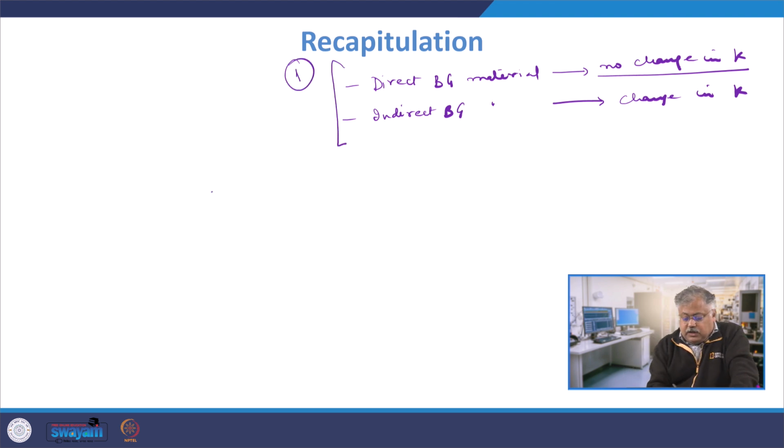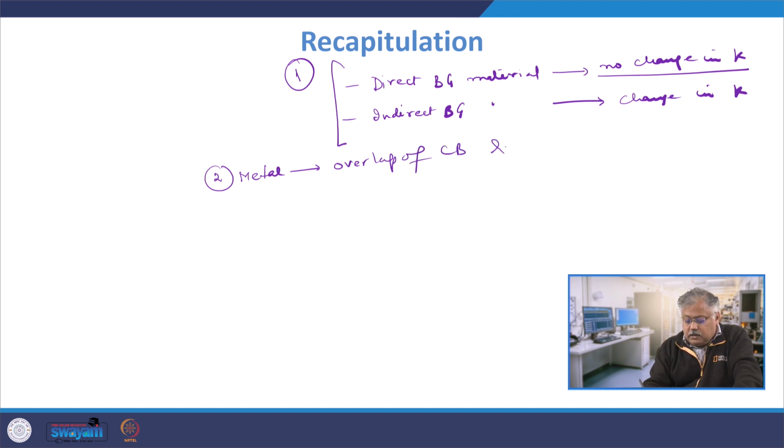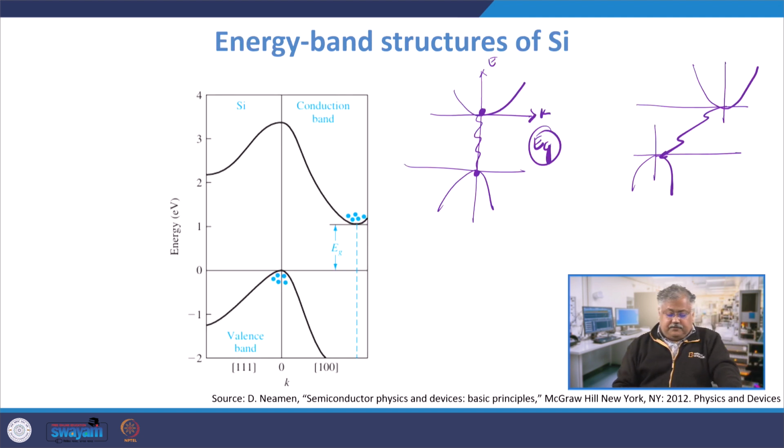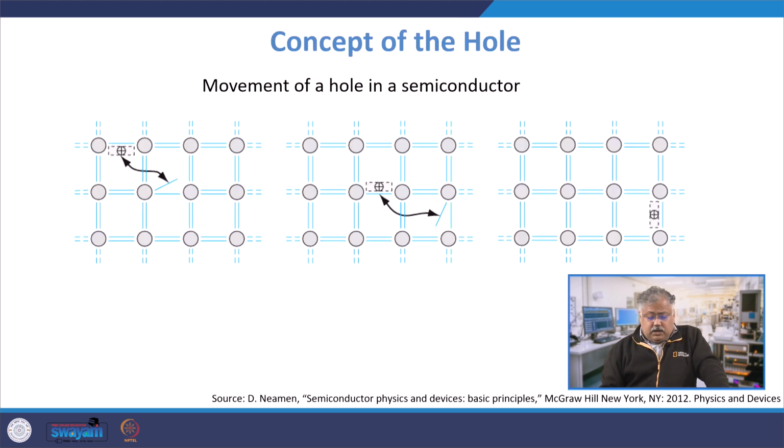The second thing which we learned, which is a well-known fact, is that for metals, you have an overlap of the conduction band and valence band, and therefore there is a large electron density at T equals 0 Kelvin. The third thing which we learned was that as the temperature increases, the lower E-K diagram gets progressively empty and the upper E-K diagram gets progressively filled up.